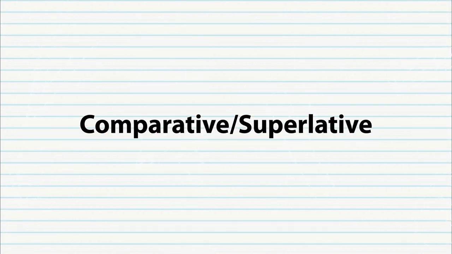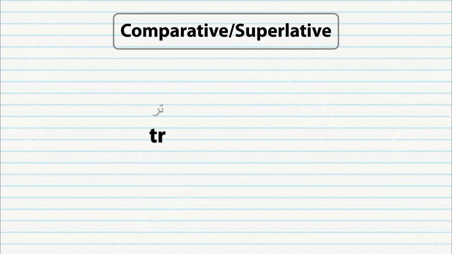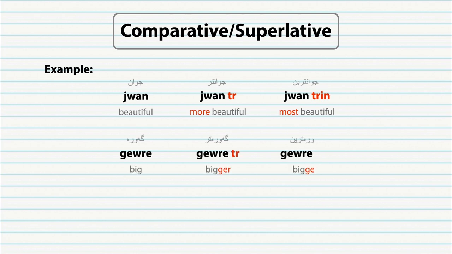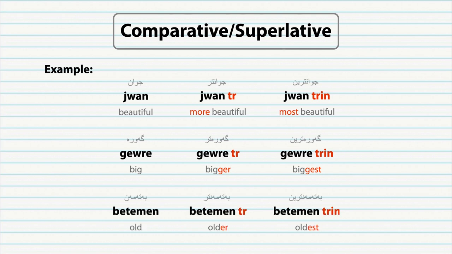Comparative and superlative. By simply adding tir at the end of an adjective, you can make it comparative. And by adding trin, you can make it superlative. For example, juan, juantir, juantirin. Gaure, gauretir, gauretirin. Bataman, batamantir, batamantirin.